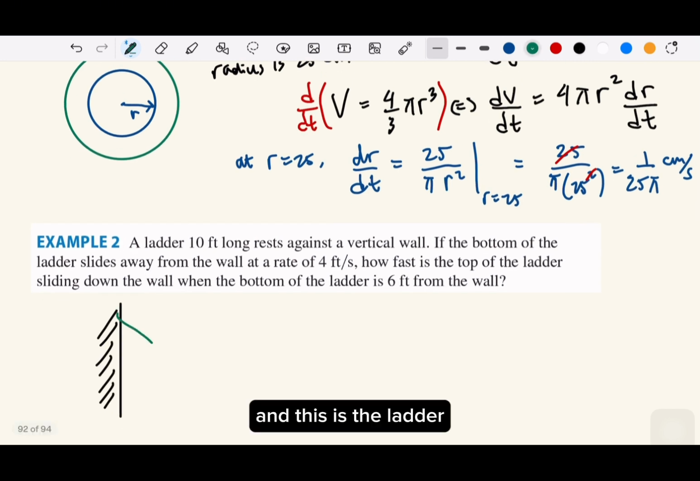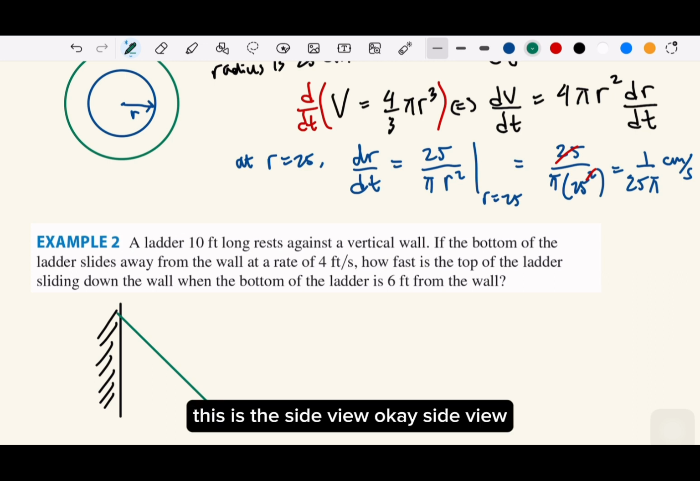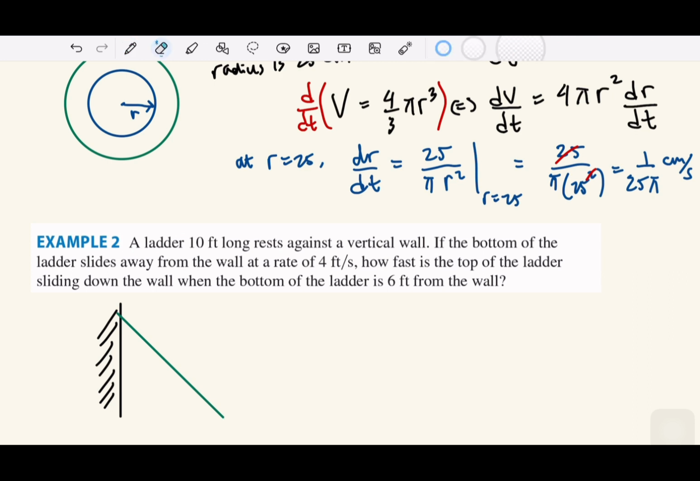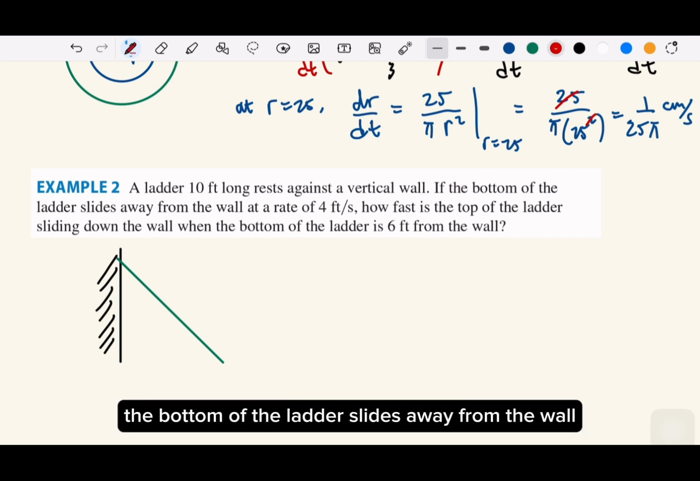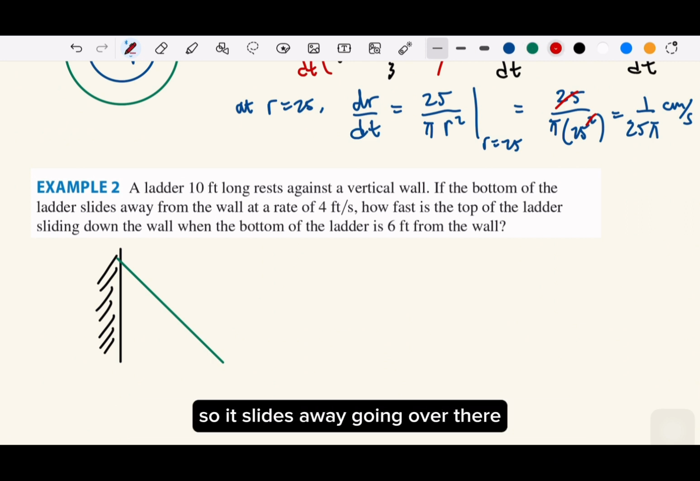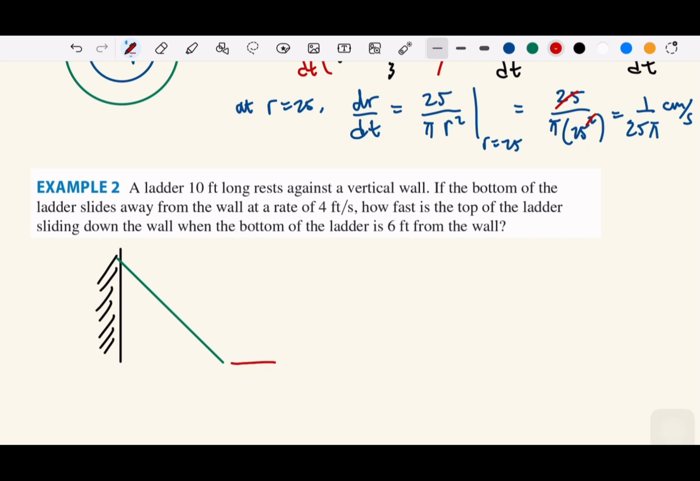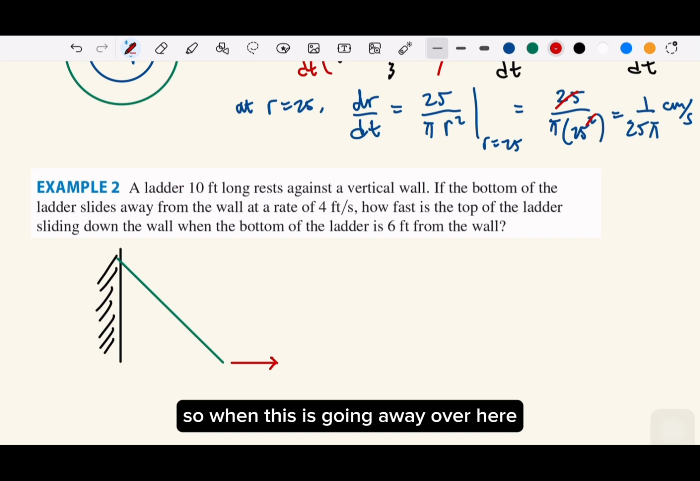And this is the ladder. This is the side view, okay? Side view. So it says that the bottom of the ladder slides away from the wall. So it slides away going over there. So when this is going away over here, this is going down, right?